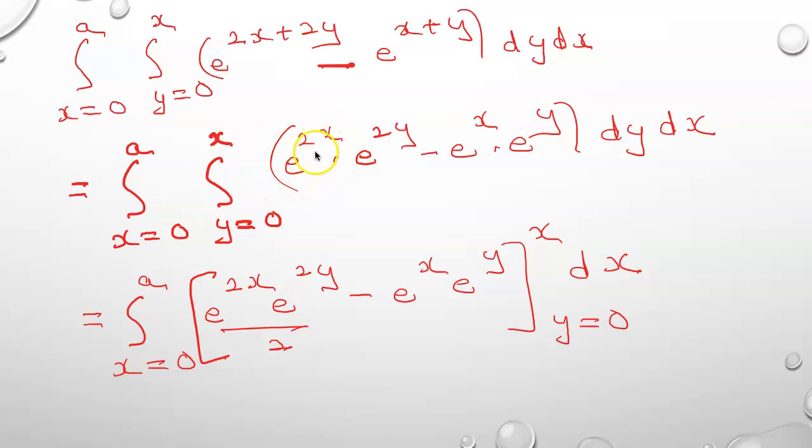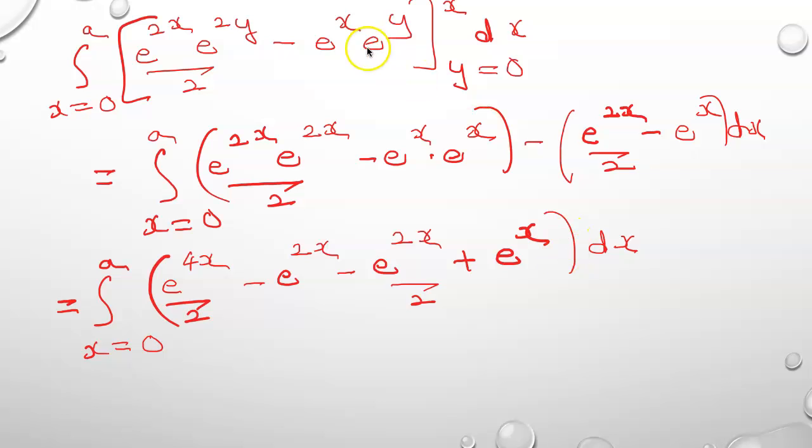Just split it up into e raised to 2x into e raised to 2y minus e raised to x into e raised to y dy dx, and then integrate with respect to y. So it becomes integral over x. Integral with respect to y is e raised to 2x e raised to 2y by 2 minus e raised to x e raised to y within the limits y equal to 0 to x. Substitute, so you get e raised to 2x into e raised to 2x by 2 minus e raised to x into e raised to x.